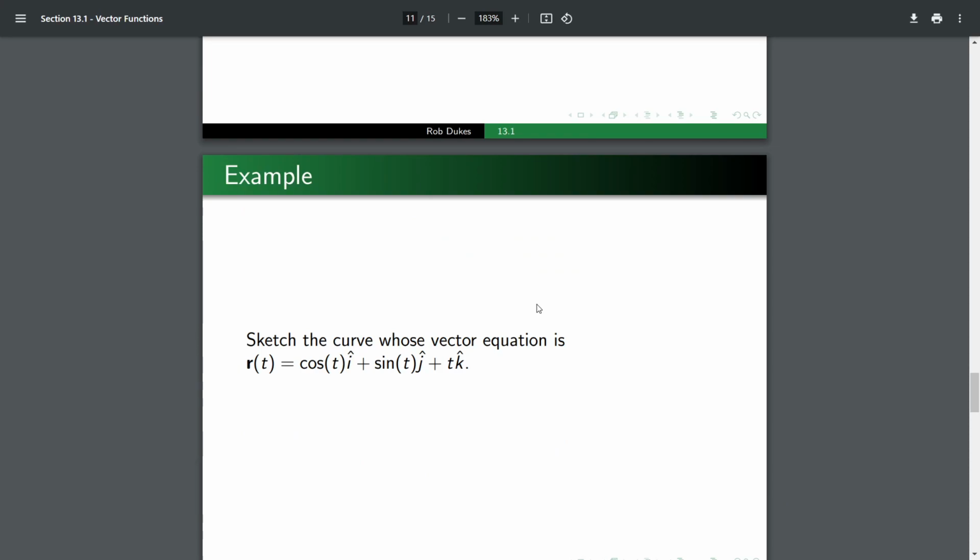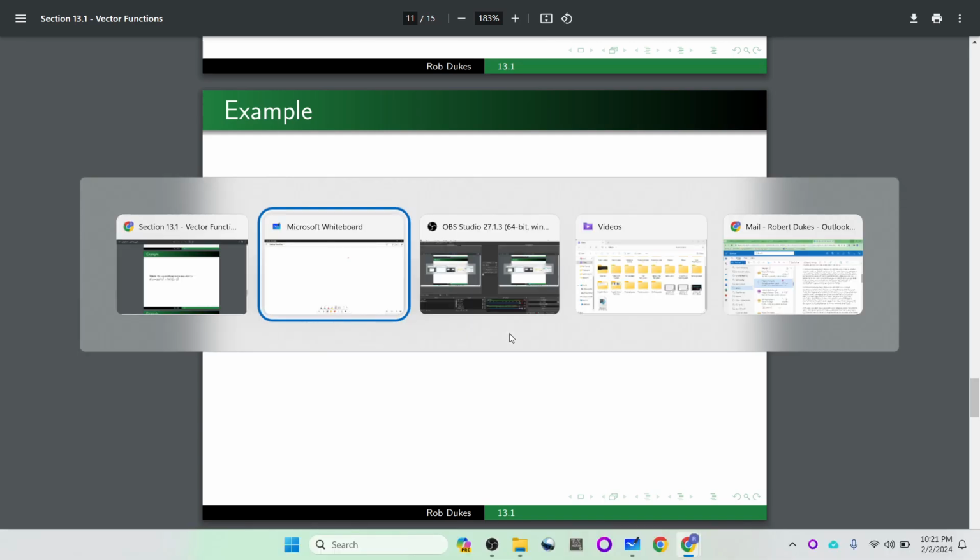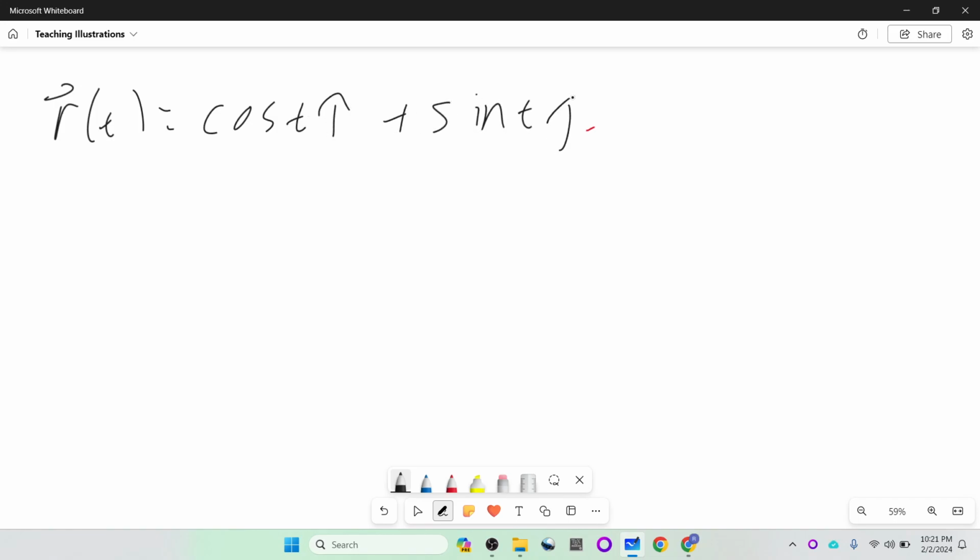Sketch the curve whose vector equation is cosine t i, sine t j, and t k. This example shows up a lot, or variations on it. So let's study this one here. What do we get here? We have r of t is cosine t i plus sine t j plus t k.